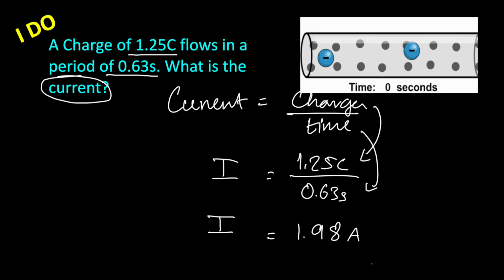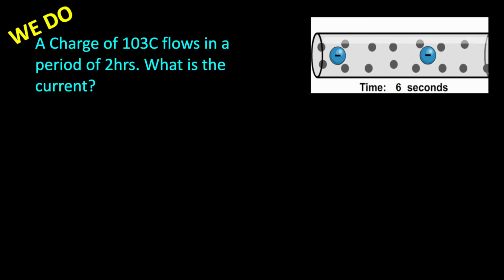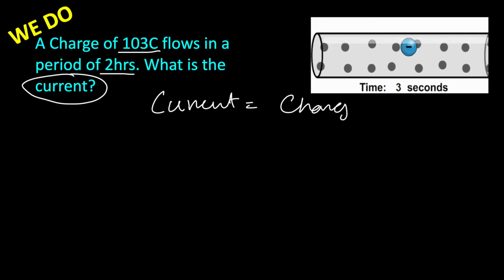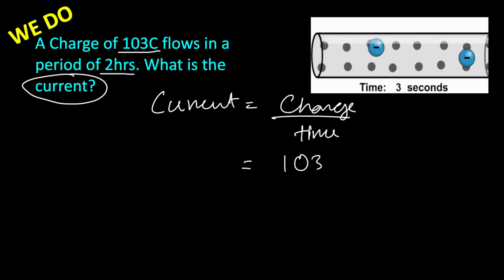Let's try another. In this question, we have a charge of 103 coulombs flowing in a period of 2 hours, and we need to calculate the current. Pause the video and have a go at first. So in this question, there's a classic mistake that a lot of people make. Let's see if you made it. The first step to answer this question is to write the equation. And then we're going to substitute our values from the question into it. Our value for charge is 103 coulombs, and our value for time is 2 hours.